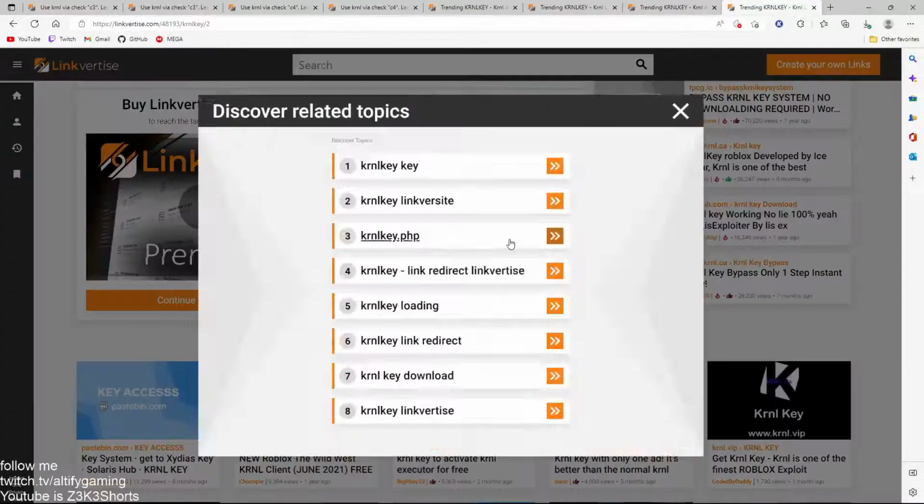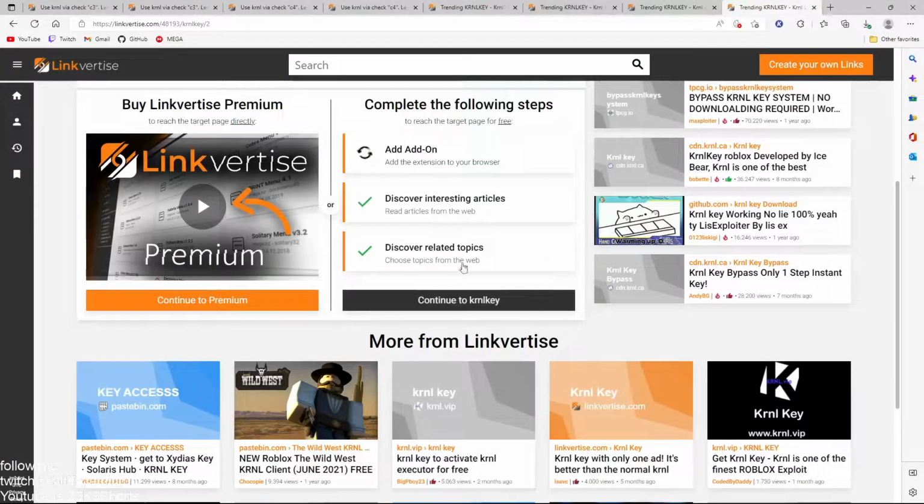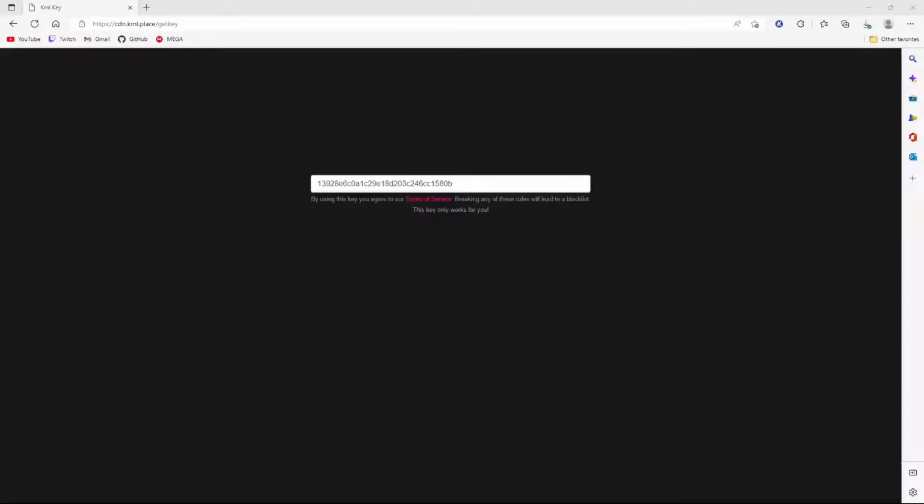This is the basic concept of it. Okay, you do that about 5 or 6 times, and then eventually you get to here. After about 15 seconds of waiting, it'll send you to this page.